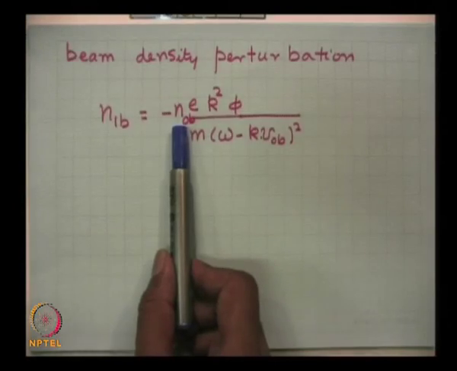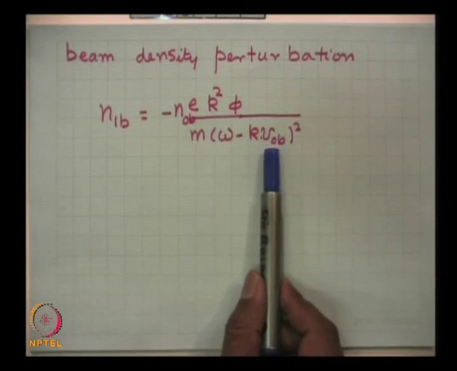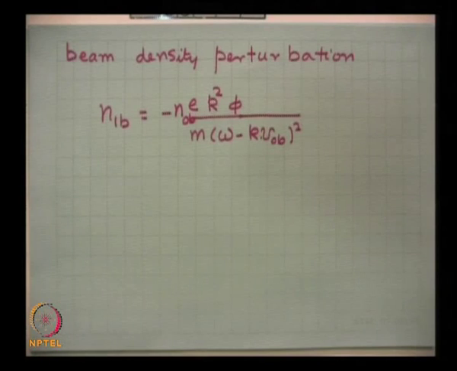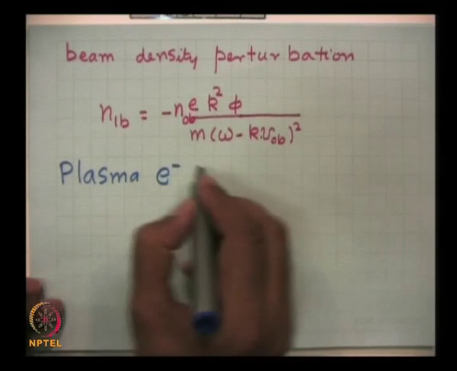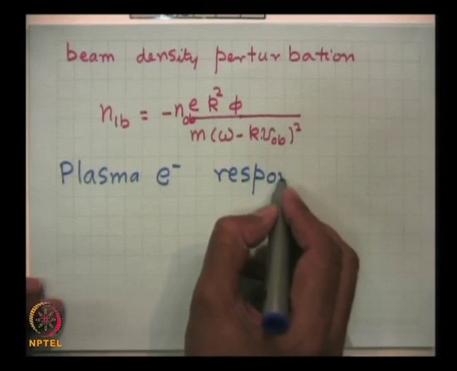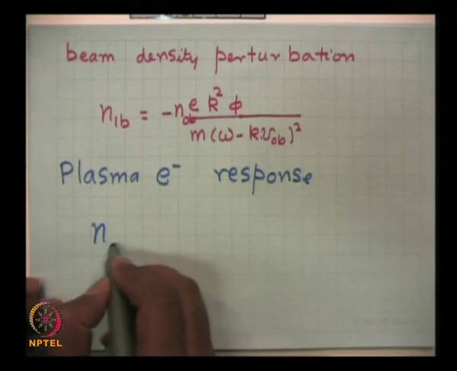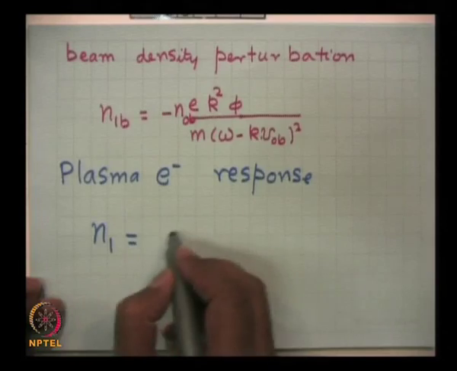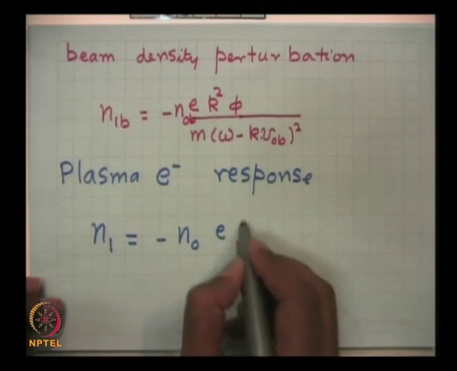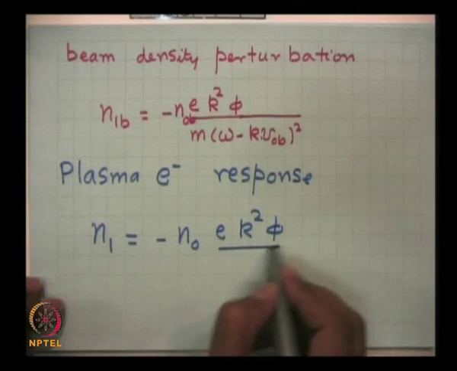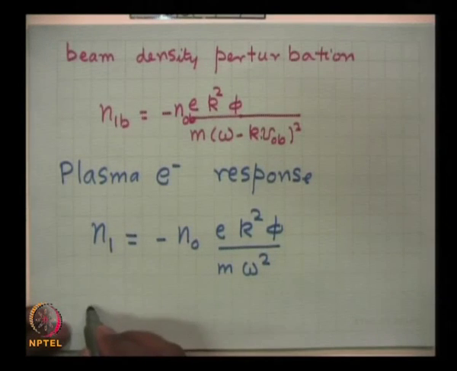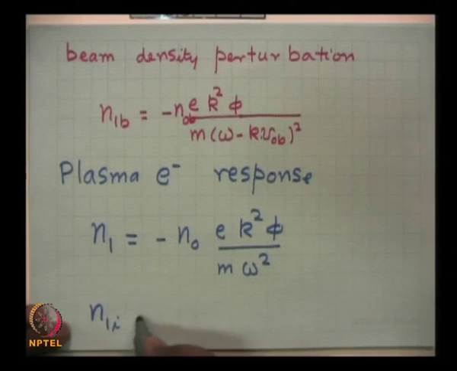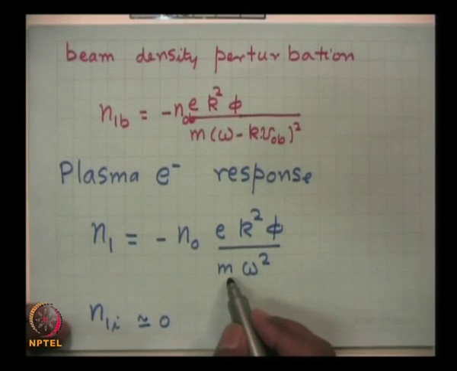For the plasma electrons, the difference between the two is that beam density has to be replaced by electron density of the plasma, and beam velocity to be taken 0 for plasma response. So plasma electrons response is simply, the perturbation in plasma density would be minus n0 of the plasma E k square phi upon m omega square, and ion density perturbation I take to be 0 because ion mass is too heavy.